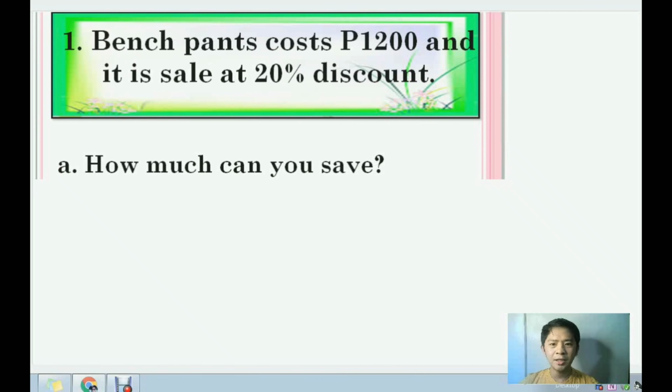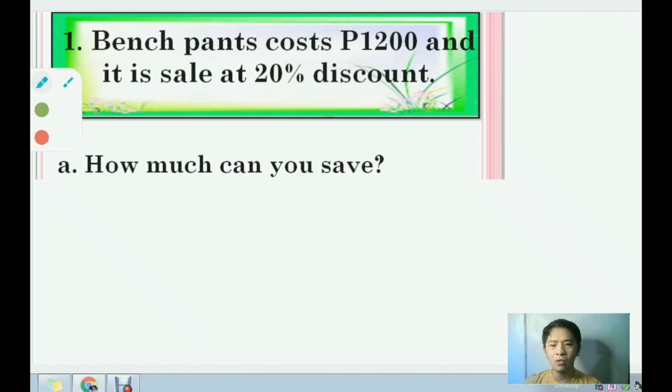Number 1, bench pants costs 1,200 pesos and it is on sale at 20% discount. So question number 1, how much can you save? May mga students pa rin na nahihirapan, lalo na kunyari pupunta sila sa mall, may mga percent, may mga sale, magkano ang babayaran nila, magkano yung na-save nila. So, letter A, how much can you save? Paano makakompute yan?